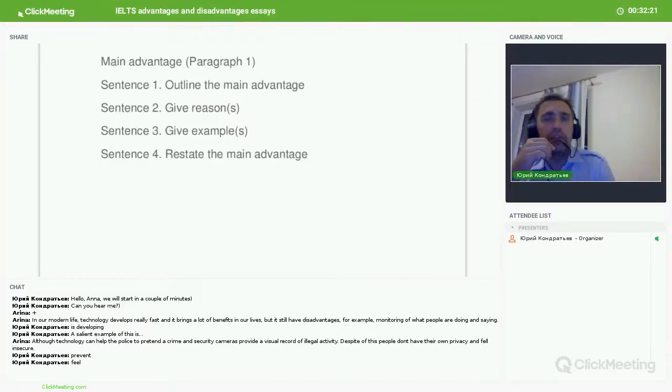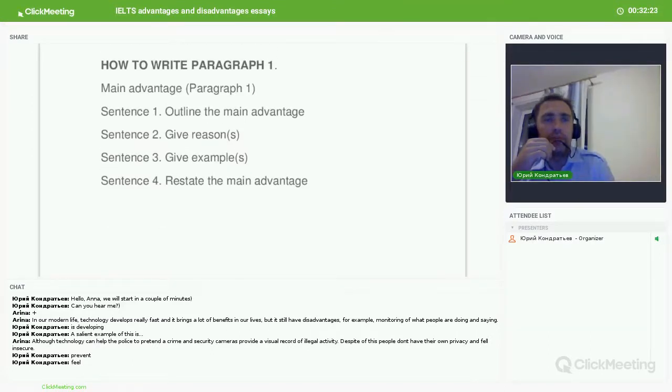And we're coming to the main body paragraph. How to write paragraph 1. Well, for those who were at our first webinar on writing, the introductory, I told you about the evaluation criteria for task achievement, for example, where you need to expand your ideas and support your ideas to achieve band 7 or 8 in your writing.